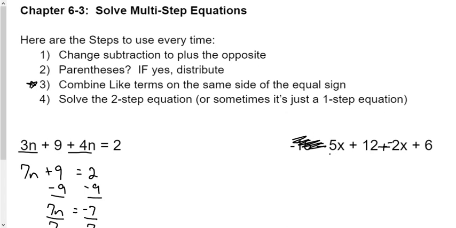We can combine 5x plus negative 2x, and we get 3x. We can also take a look at this 12 right here. The plus sign will come down. The 12 plus 6 is 18. And now I'm going to erase this so we can see this part again. But the negative 15 equals is just free to fall straight down. And we have the two-step equation.